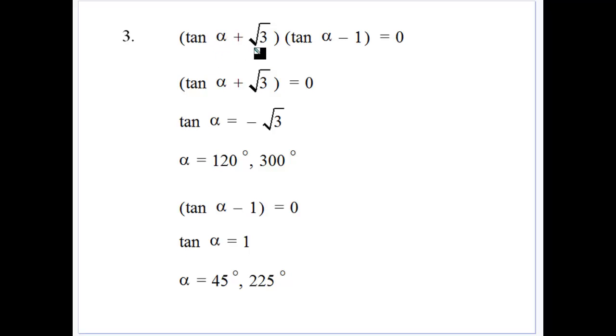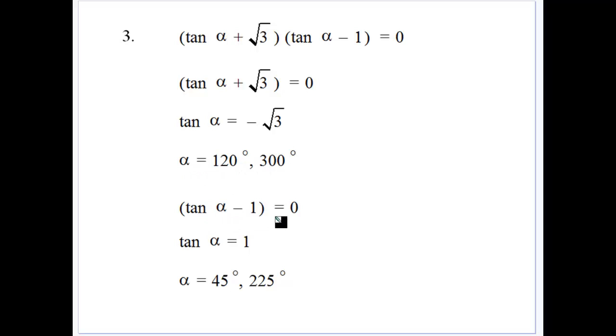Tan alpha plus root 3 and tan alpha minus 1. Again, nicely factorised, equal to 0. So I can set two brackets equal to 0 and solve. Tan alpha is equal to minus root 3. So alpha is 120 or 300.